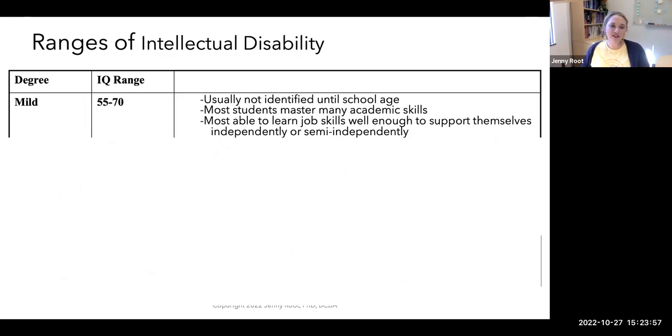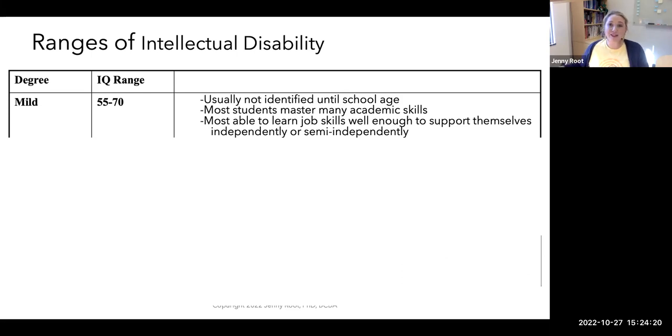So again, we have ranges of intellectual disability. Those with a mild intellectual disability, which you are likely to have in adult ed, usually are not identified until school age. Unless they have a genetic condition or some sort of physical disability, it's not until really learning begins that they may be identified.